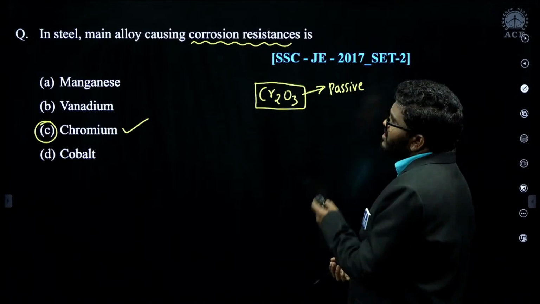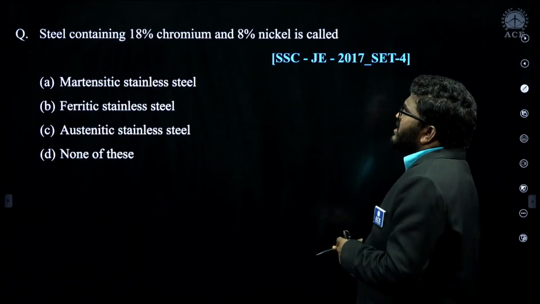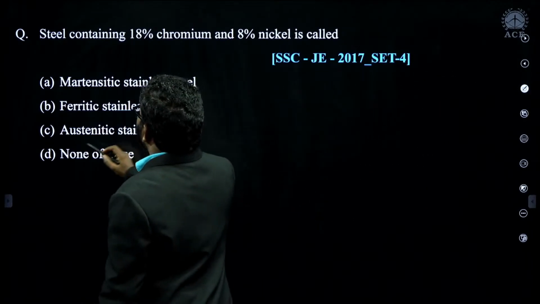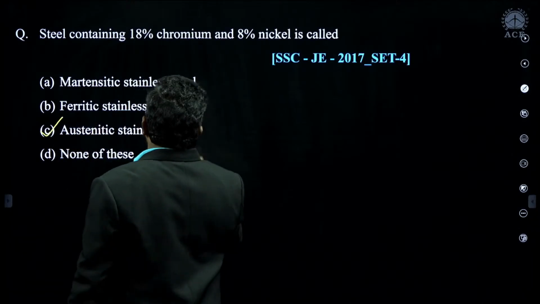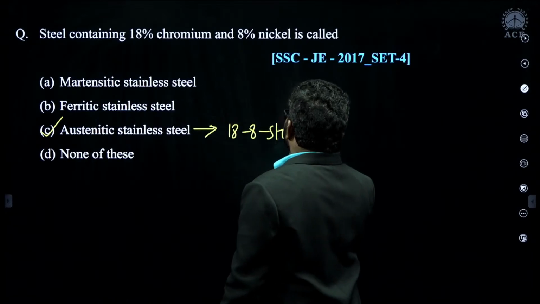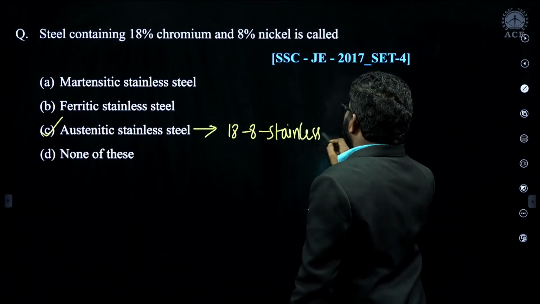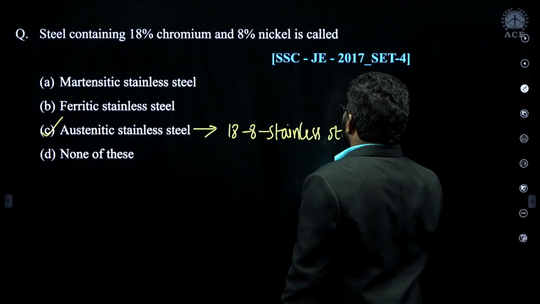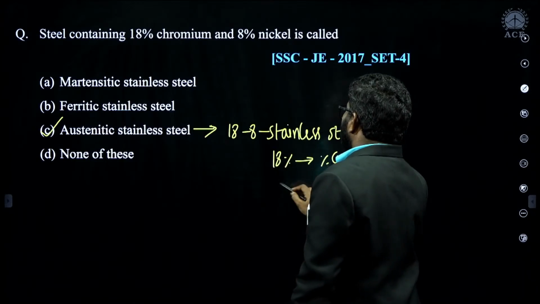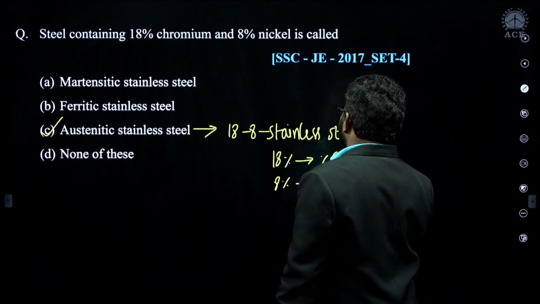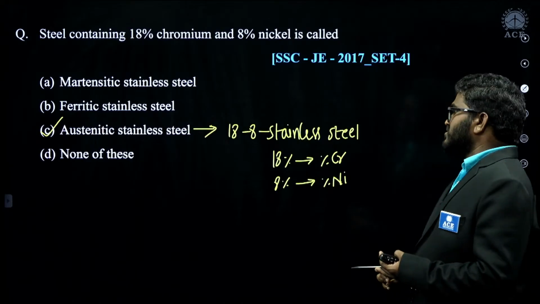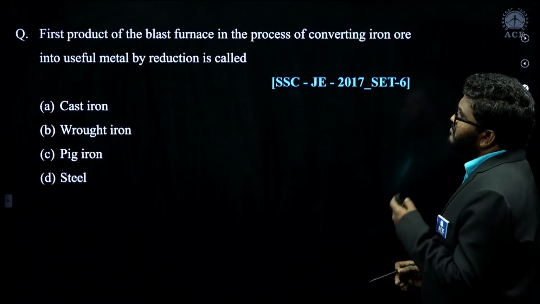Now, steel containing 18% chromium and 8% nickel is nothing but austenitic stainless steel, 18-8 stainless steel. In that, 18% represents the percentage of chromium and 8% represents the percentage of nickel. So austenitic stainless steel is the correct answer. C is the correct answer for this question.